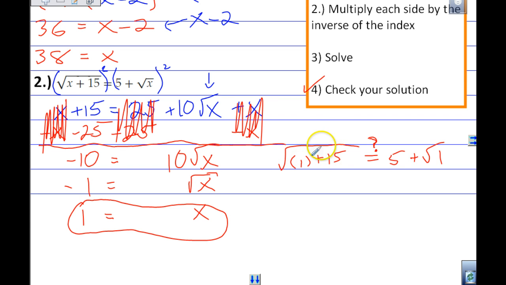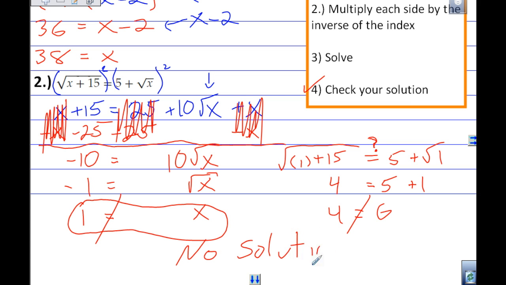1 plus 15, 16. Square root of 16, 4. Square root of 1 is 1. 5 plus 1 is, oh yeah, does 4 equal 6? No. x does not equal 1. There's no solution. No solution. This will happen quite regularly. Anytime you square up both sides, there's a possibility of this happening where you can get an answer, but it turns out it doesn't work.